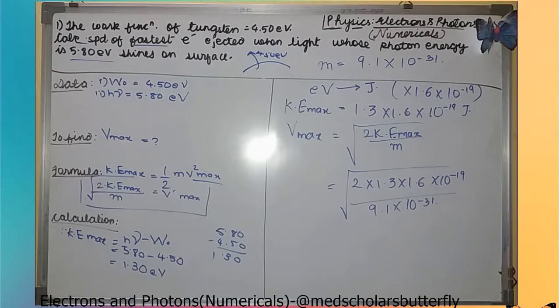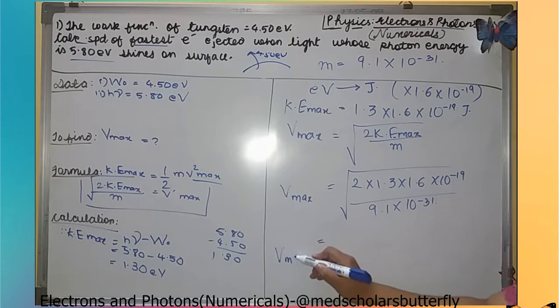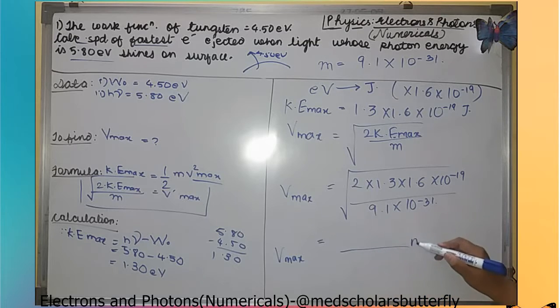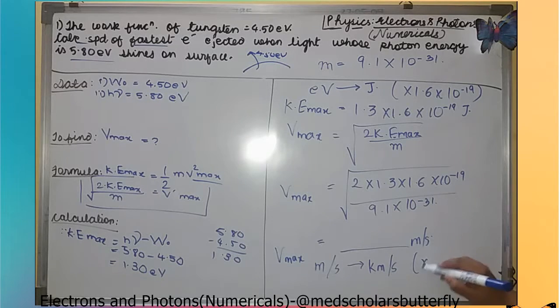Separate out the powers of 10, then solve these two, divide them, and then find the root of the number which you will get, and you will get your Vmax value in meter per second. Make sure you convert it into kilometer per second, and for that multiply it with 10 raised to minus 3, and it will become kilometer per second. And your final answer would be dash kilometer per second.